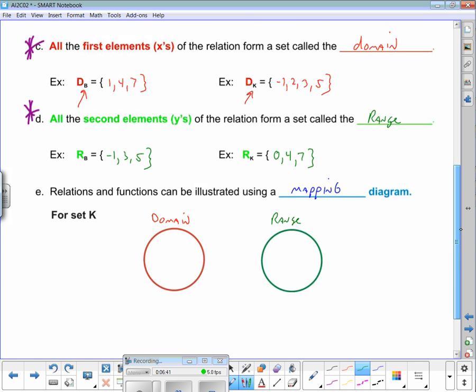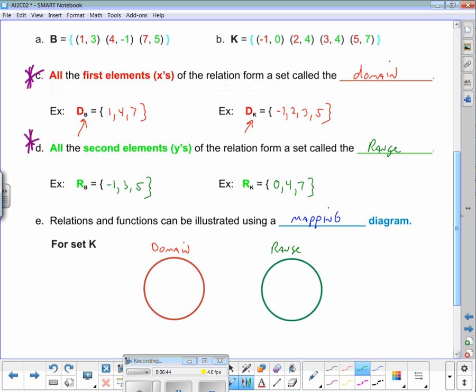So we're going to come back up here to set K, and first off I'm going to list all of my domain. So I have -1, I've got 2, I've got 3, and I've got 5. I'm going to come over and list my range: 0, 4, 7. Again, do not list 4 more than once. 4 is 4. The last thing you have to do is the actual mapping. The mapping is drawing an arrow from the abscissa, the member of the domain, to its ordinate, the member of the range.